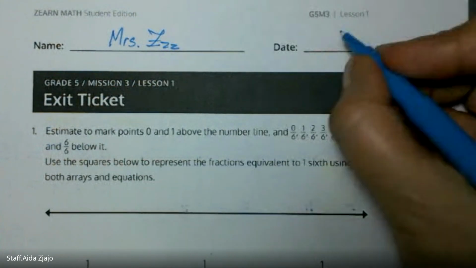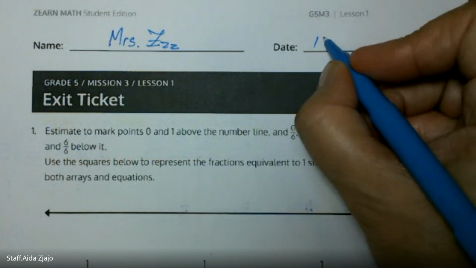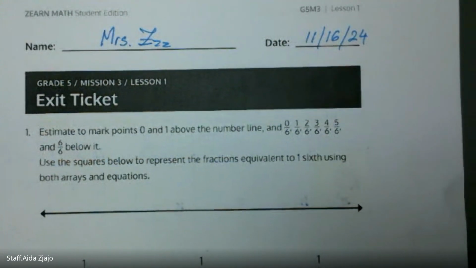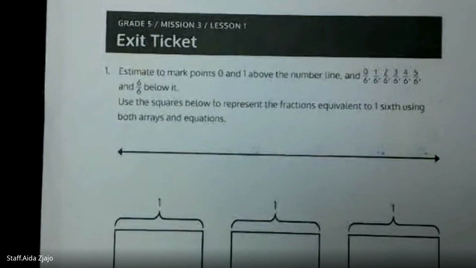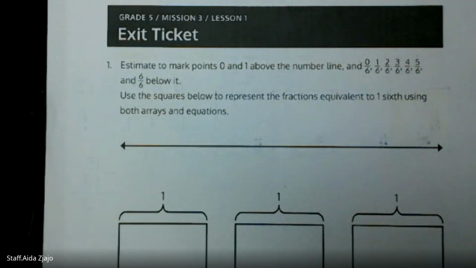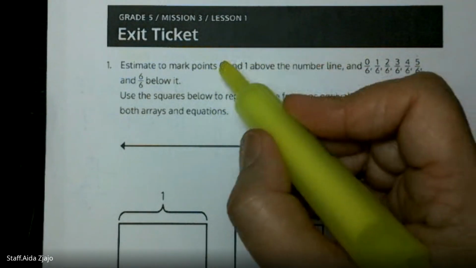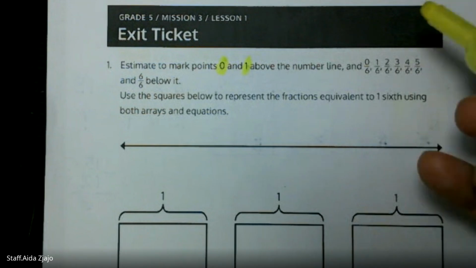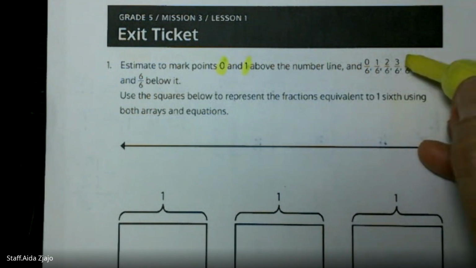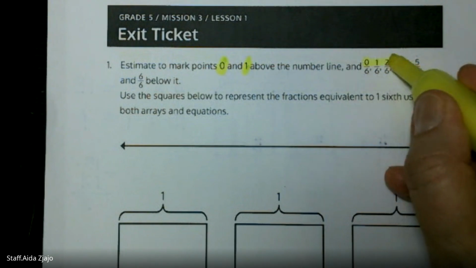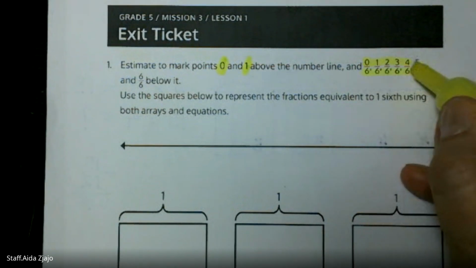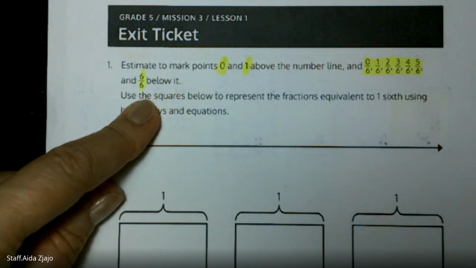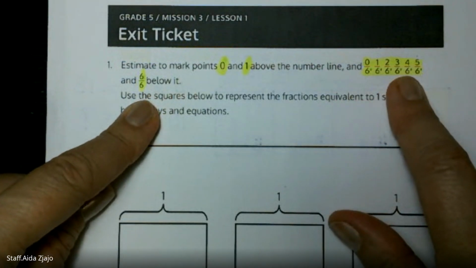Okay, today is 11/16/24. There is an exit ticket that says estimate to mark points 0 to 1. These are benchmarks 0 and 1 above the number line, and 0 sixths to 6 sixths below the number line. So what that tells you is the bottom number is sixths.